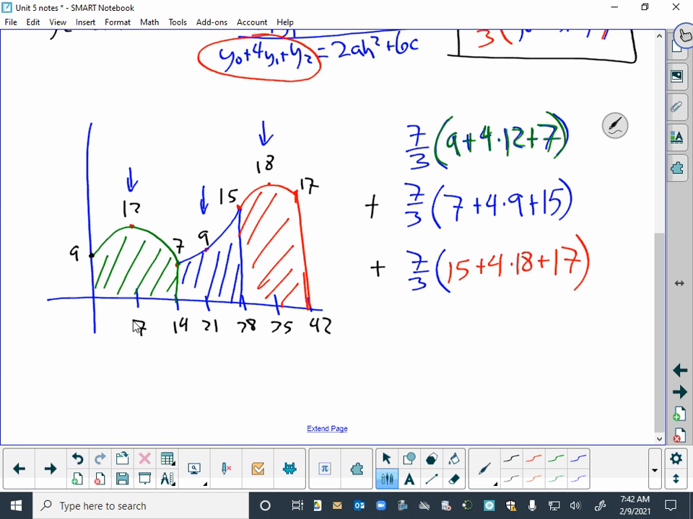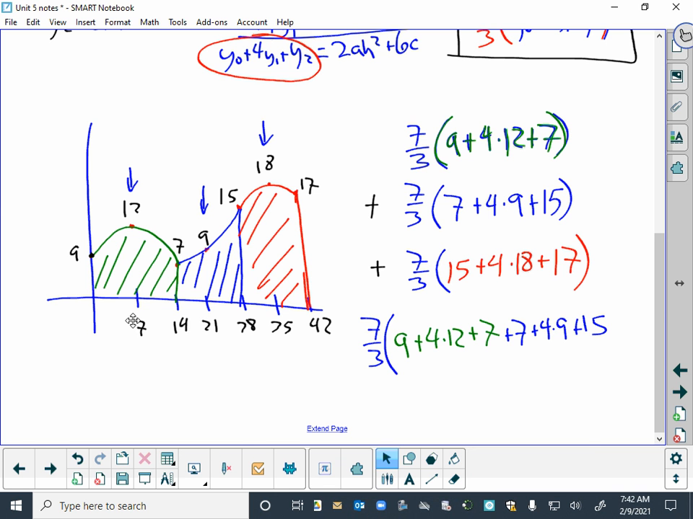Okay, and if I were to look at this all strung together, I certainly could do these calculations, but I see that they all have the 7/3 in common, so I could factor out the 7/3, and what I would have left on the inside, I've got a 9 plus 4 of the 12s plus a 7, and then I've got plus a 7 plus 4 of the other 9s plus a 15, plus the 15 plus 4 of the 18s plus the 17.